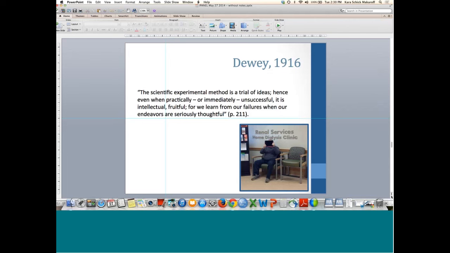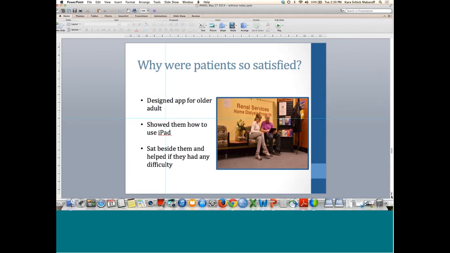Hence, even when practically or immediately unsuccessful, it is intellectually fruitful, for we learn from our failures when our endeavors are seriously thoughtful." So this is certainly encouraging for anyone like me who faced something like this. But it still left me with this question about why patients were so satisfied. There wasn't any explanation statistically.